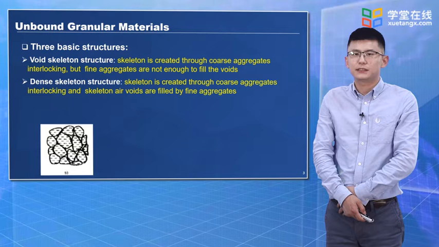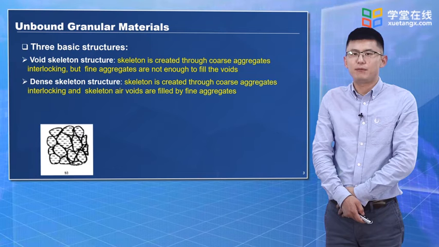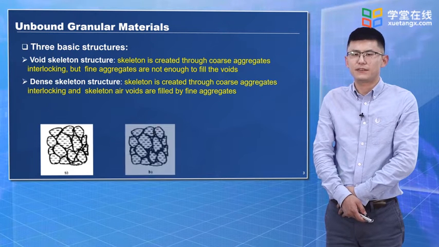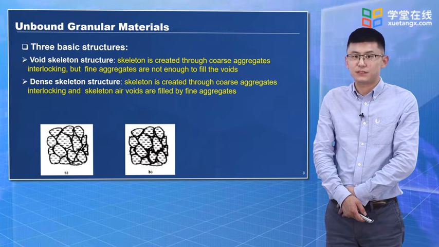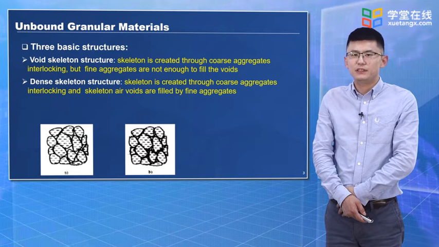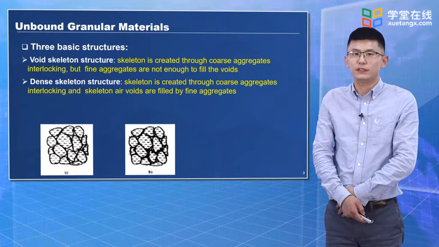The second one, dense skeleton structure. The skeleton is created through coarse aggregates interlocking, and the skeleton air voids are filled by the fine aggregates, like this one. We can see that the aggregate skeleton is there, however, most of the air voids are filled with fine particles, so we call this dense skeleton structure.